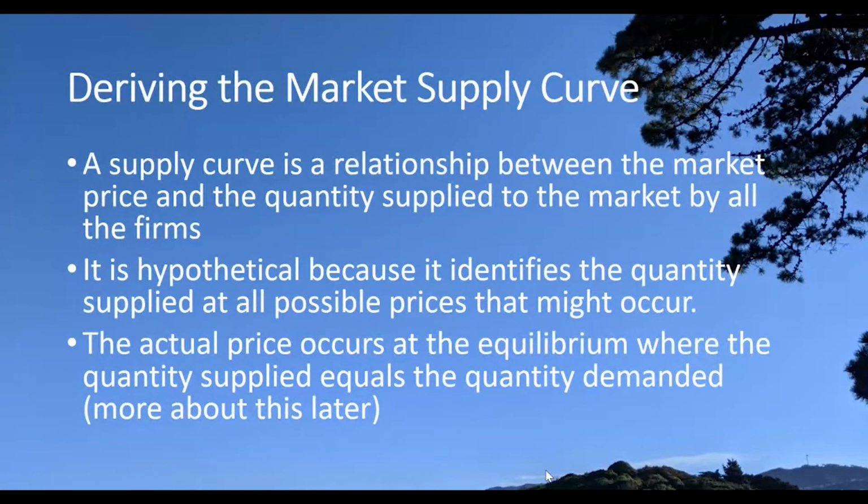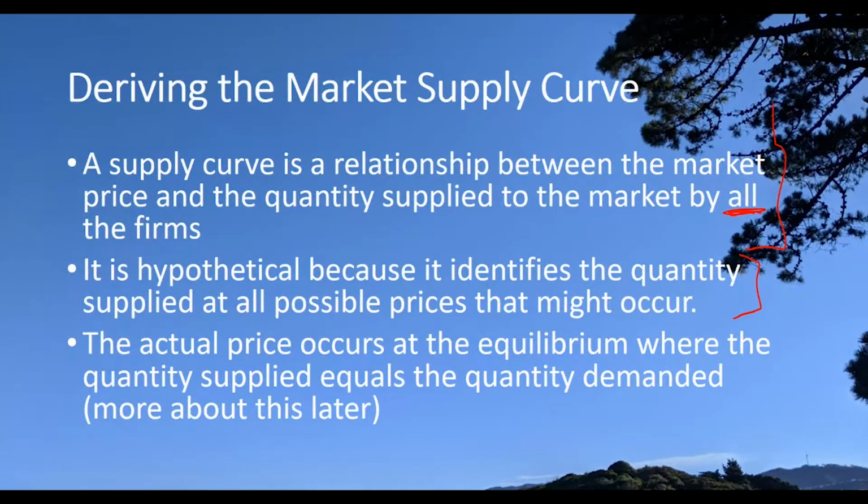Okay, first of all, what is a supply curve? First bullet point here: a supply curve is a relationship between the market price and the quantity supplied to the market by all of the firms. All of the firms make it a market supply curve. We're going to start today by first imagining what an individual firm supply curve will look like, and then we're going to aggregate that individual supply to all of the firms in the marketplace to create an aggregate or market supply curve.